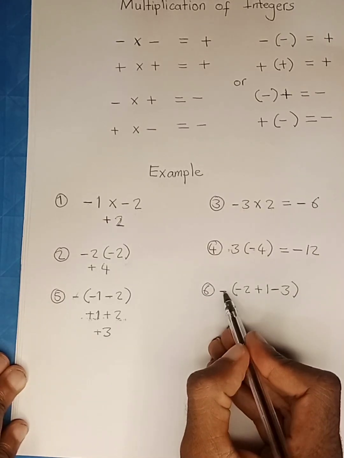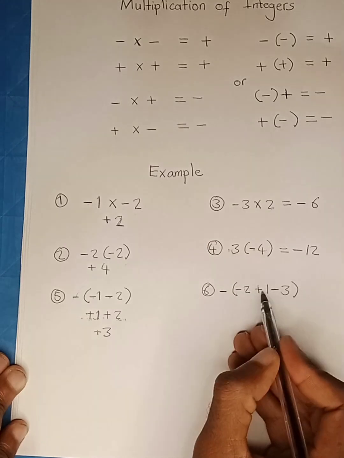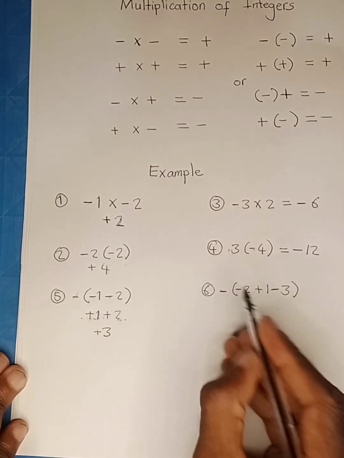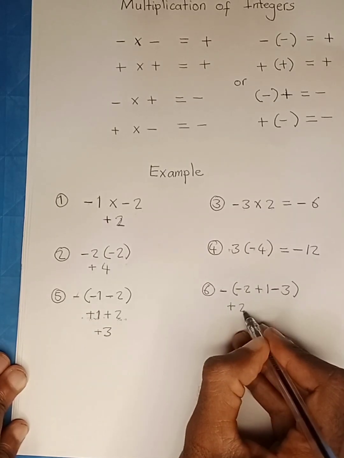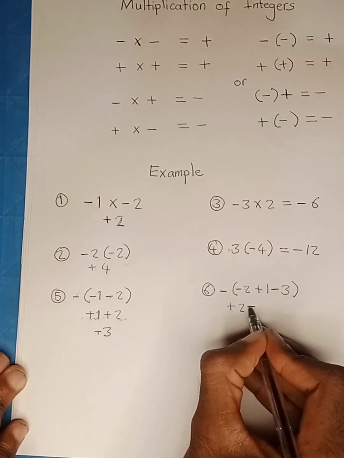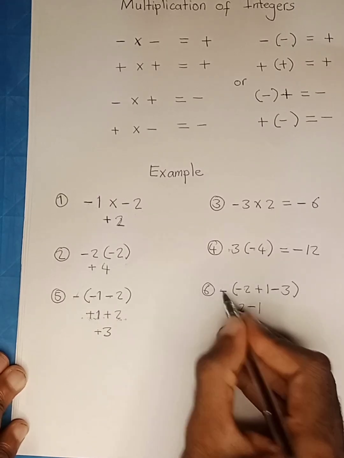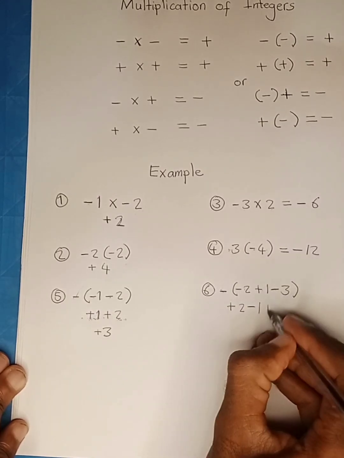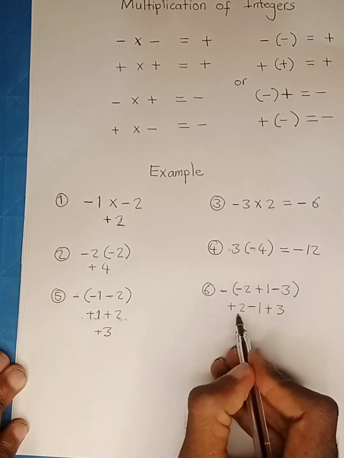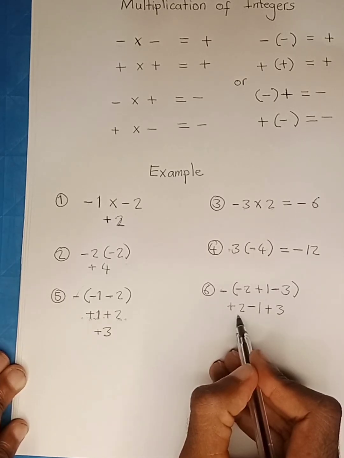Again, we distribute the negative. This negative multiplies everything inside parentheses. So we begin with negative times negative, we get positive and 2. Then negative times positive, we get a negative and 1. Then negative times negative, we get positive 3. Now, we can apply the rules of integers of addition and subtraction.